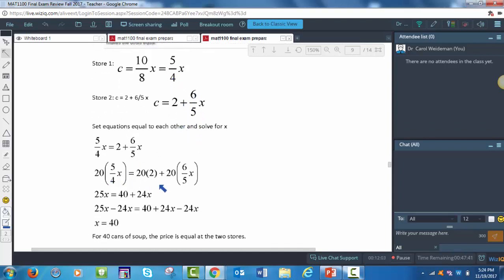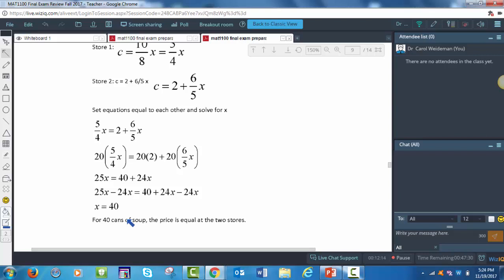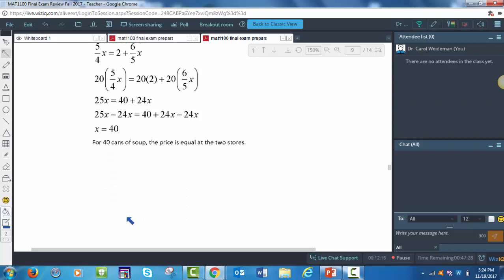Down here, I cleared the fractions first. I multiplied the entire equation by 20. So I end up with 25x equals 40 plus 24x. Subtract 24x from both sides, and x equals 40. So at 40 cans of soup, the price is equal at both stores.